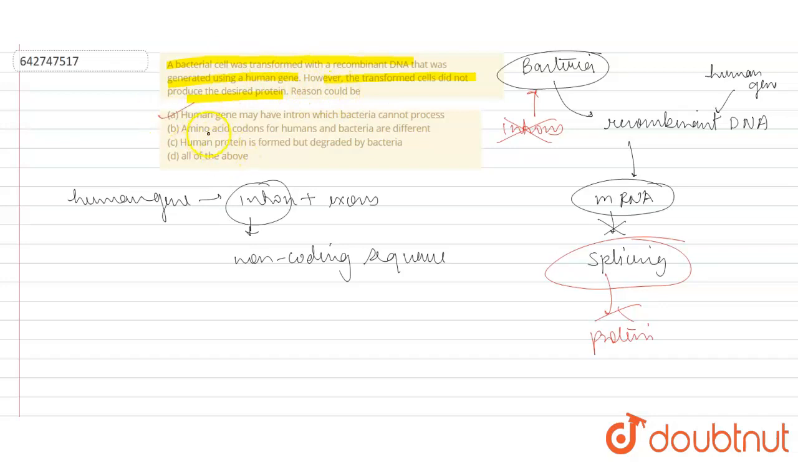And when we talk about option B, amino acid codons for human and bacteria are different, which is absolutely wrong, because amino acid codons, as we know, are universal in nature. Okay, so this can't be the correct option. C, human protein formed but degraded by bacteria. So this is incorrect. Why? Because human protein will not be formed because there will be no splicing or no modification. So this can't be the option. So option A is the correct option.